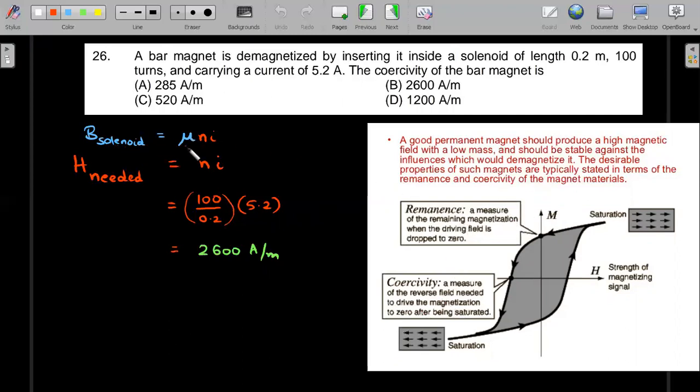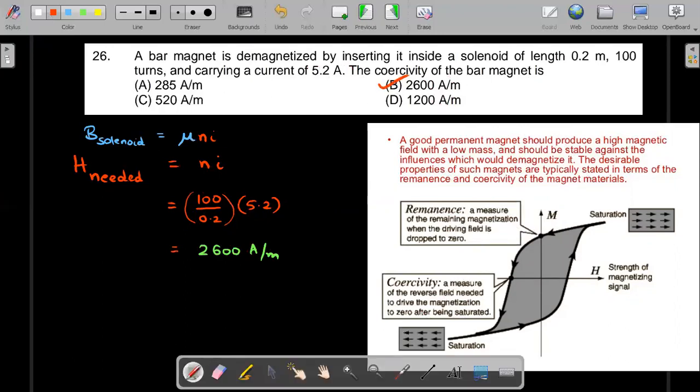So the B of the solenoid we all know is mu into n i, and B by mu is called H, which is the reverse field needed. So the value of n into i is what he's asking. n is the number of turns per unit length. You can even manipulate the numbers to get the answer, but that's not the correct way. In future, he may ask a difficult question, and that's how you should get the concept right. So this is the required answer, 2600 ampere per meter.